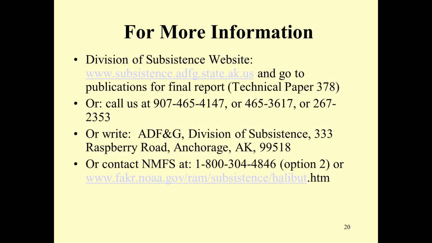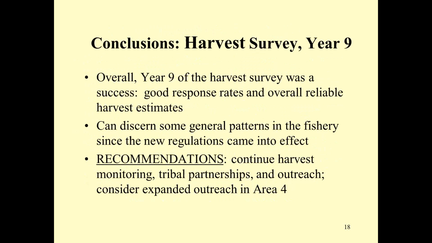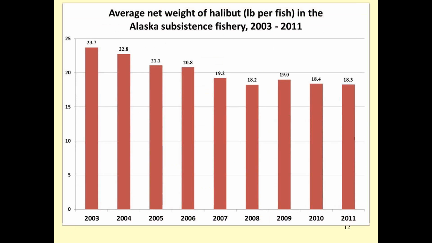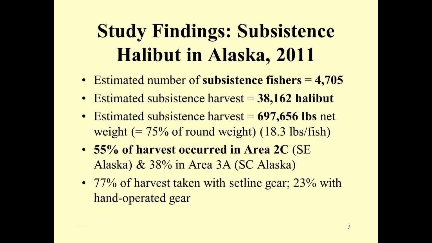Thank you. Any other comments or questions from commissioners? I just have one, Jim. The slide 7 on the estimated subsistence harvest, close to 700,000. So that is based on an extrapolation of the survey, I assume, right?